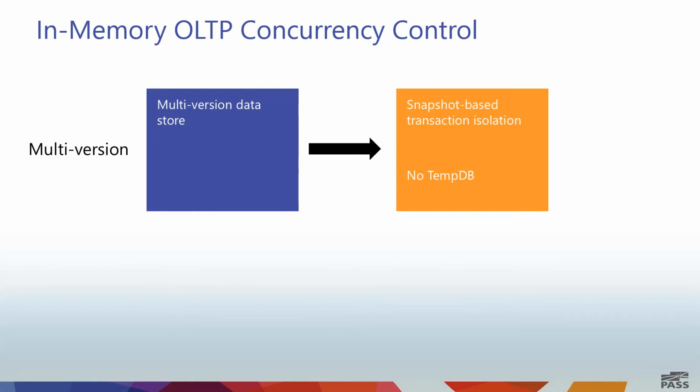And hand in hand with the multi-versioning comes snapshot-based transaction isolation. So all transaction isolation levels within memory OLTP are snapshot-based. You do your reads always as of the begin time of the transaction. And we use this multi-versioning as the mechanism to implement snapshot-based transaction isolation. So also higher isolation levels like serializable, they use snapshot for their reads. And again, no TempDB usage. All the row versions are part of the basic table data structure.